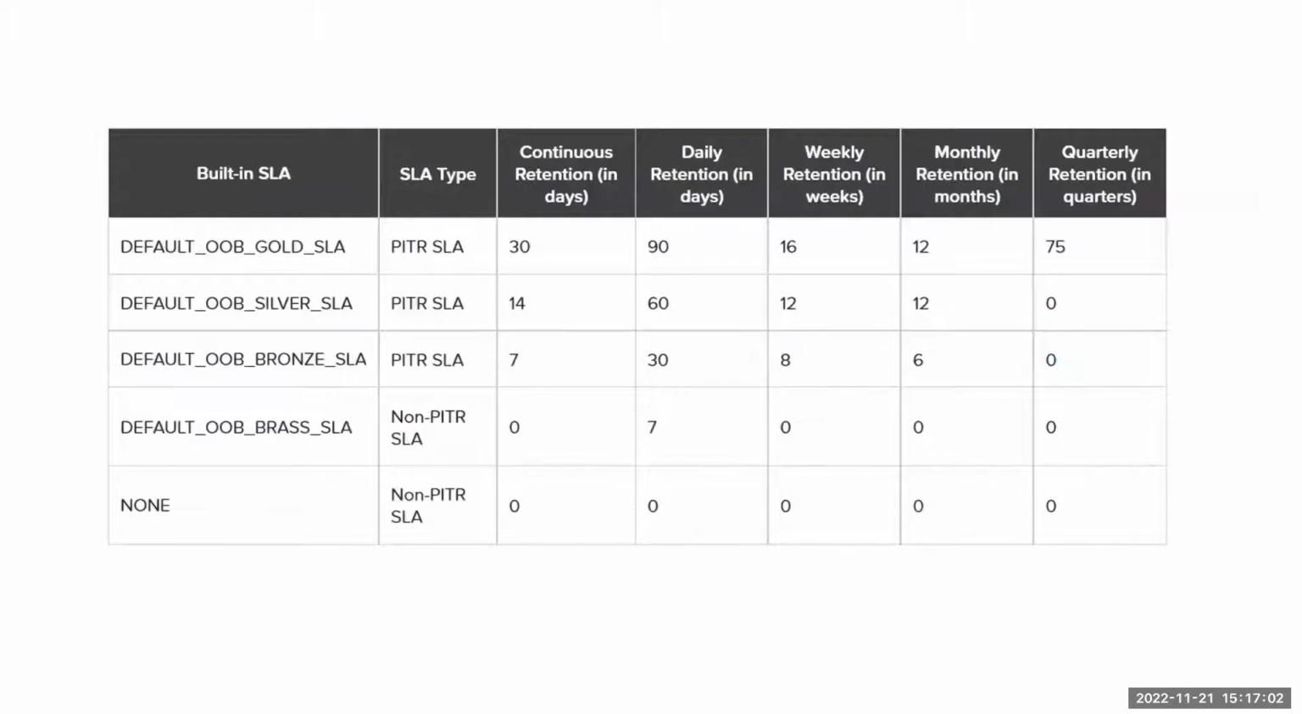These are the built-in SLAs. As you can see, there are gold, silver, bronze, and brass, where the continuous retention period is 30 days, daily retention is 90, weekly 16 and 12, and so forth. The minimum log catch-up time is 15 minutes. This is the minimum supported by ERA. So you can say the log backups will be at least 15 minutes apart.